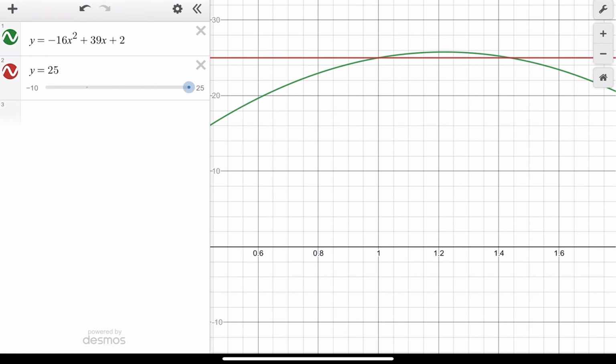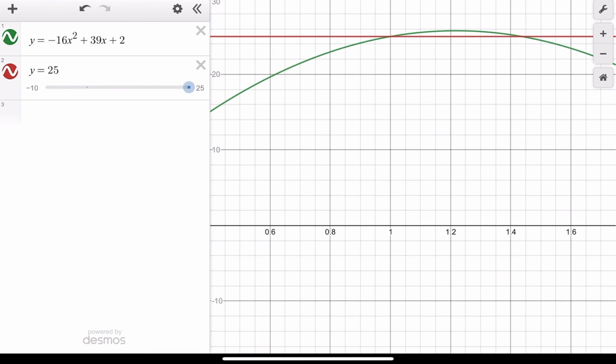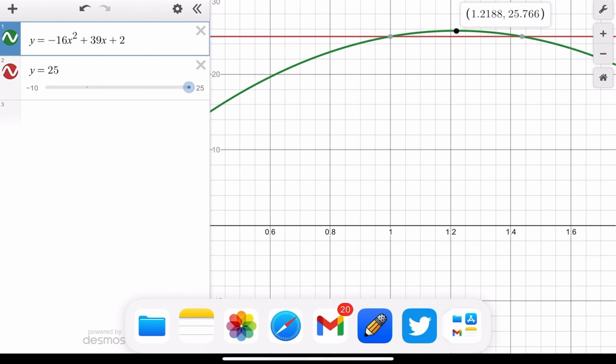I can see that the bell is 25 feet above the ground, and if it is, that means that the ball would have hit the bell and been able to bounce back down because my maximum height for the ball is 25.766 feet, which is significantly higher than the bell.